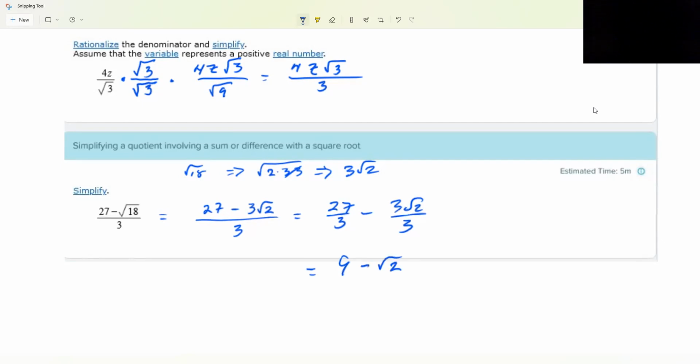The other thing you could have done is you could have factored out a 3 here. Okay. And that's going to leave you with 9 minus square root of 2, all over 3. And then these two cancel, and you still end up with 9 minus square root of 2. Okay? Either way, it's going to work. All right, let's open up the second one.